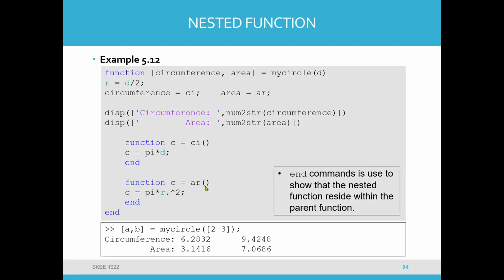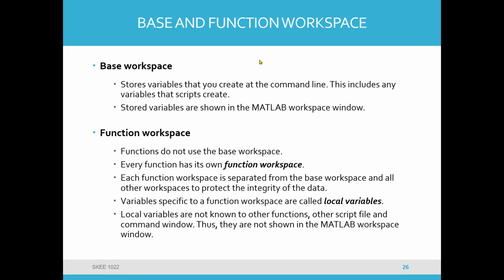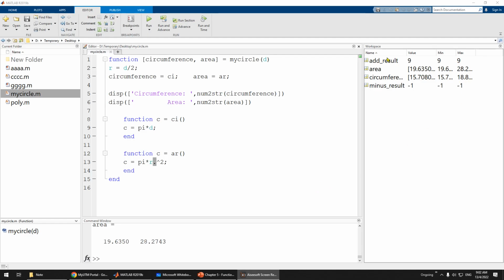You already learned about the predefined and also user defined functions, which is you create your own function. So make sure you practice how to use this function. So now we look at the variable scope. This is more towards the theory. I already explained most of it actually. So what it means by base workspace: it stores variables that you create at the command line. This includes any variable that a script stores. Okay, so basically this one is the base workspace because it is the main one.